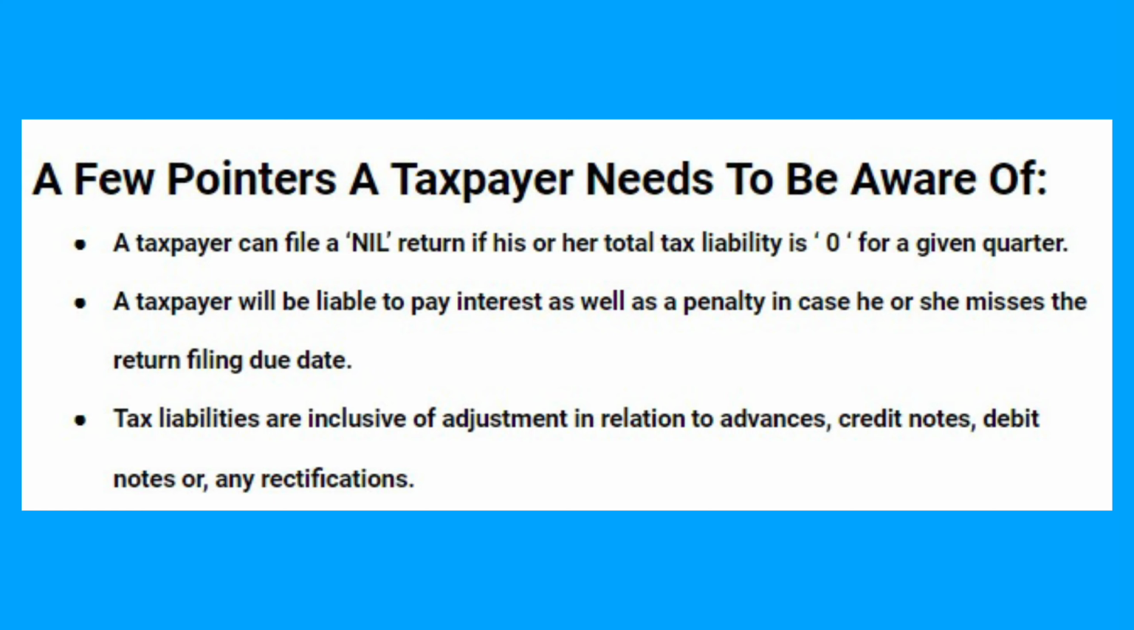So now, let's look at a few key pointers a taxpayer needs to be aware of. A taxpayer can file a nil return if his or her total tax liability is zero for a given quarter. A taxpayer will be liable to pay interest as well as a penalty in case he or she misses the filing due date. Tax liabilities are inclusive of adjustment in relation to advances, credit notes, debit notes, or any rectifications. For more information, you can visit our detailed page on Form CMP-08. You can find the link to this page in the description box below.